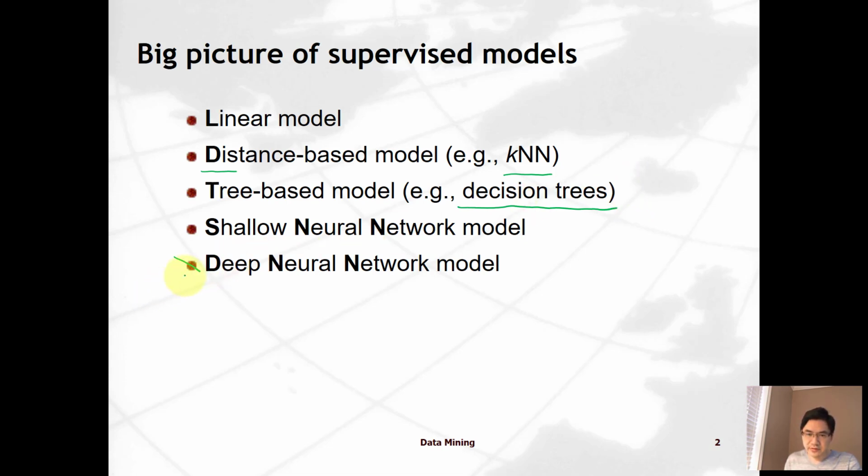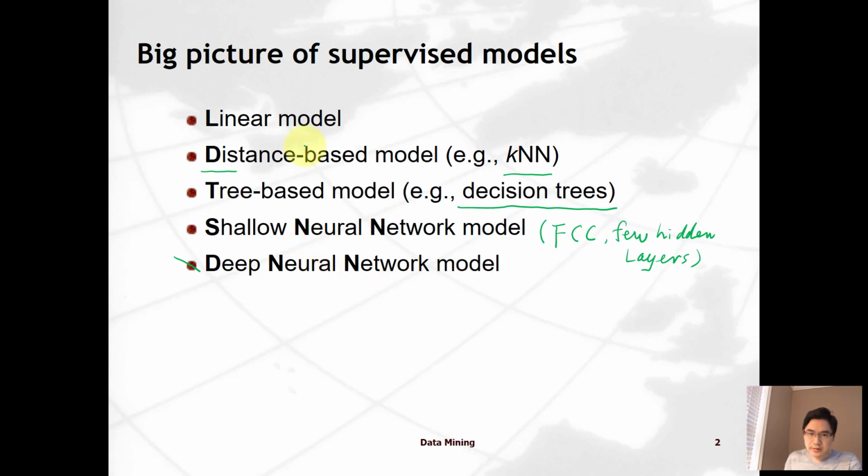And you also have learned shallow neural network model in the previous week. These are those neural network models that are fully connected and have a few hidden layers. So these are the so-called shallow neural network models. And the deep neural network model we haven't learned, but is relevant to the discussion today.